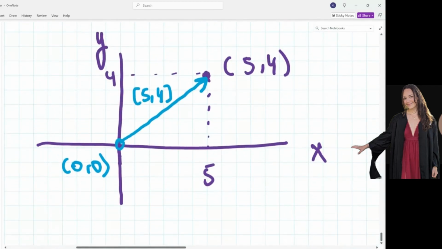Like I said before, vectors have to have a direction as well as a magnitude. So this arrow here indicates the direction of the vector, and then we have our 5, 4, so we know the magnitude, also known as the size of the vector. When you write Cartesian vectors, you use square brackets, and that indicates that you have a vector, whereas round brackets indicate that you have a point, which is generally not a vector.